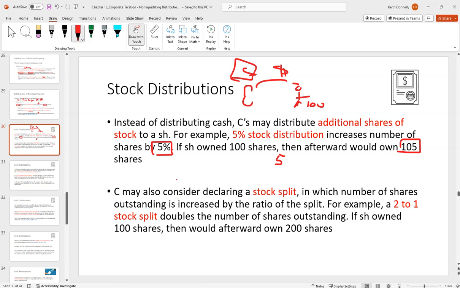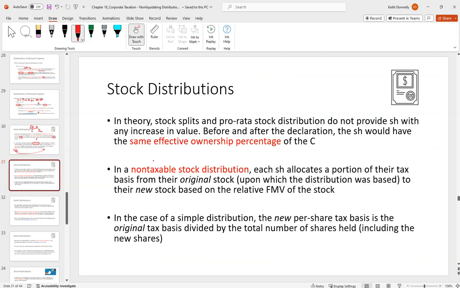You have to compare that with a stock split, in which the number of shares outstanding is increased by the ratio of the split. For example, if it was a 2-to-1 stock split, what's going on here? Well, you owned 100, and for every one you owned, you get 2. Afterwards, you're going to own 200. So with a 5% stock distribution, you own 105. With a 2-to-1 stock split, you own 200. Difference there in the math for how you got that.